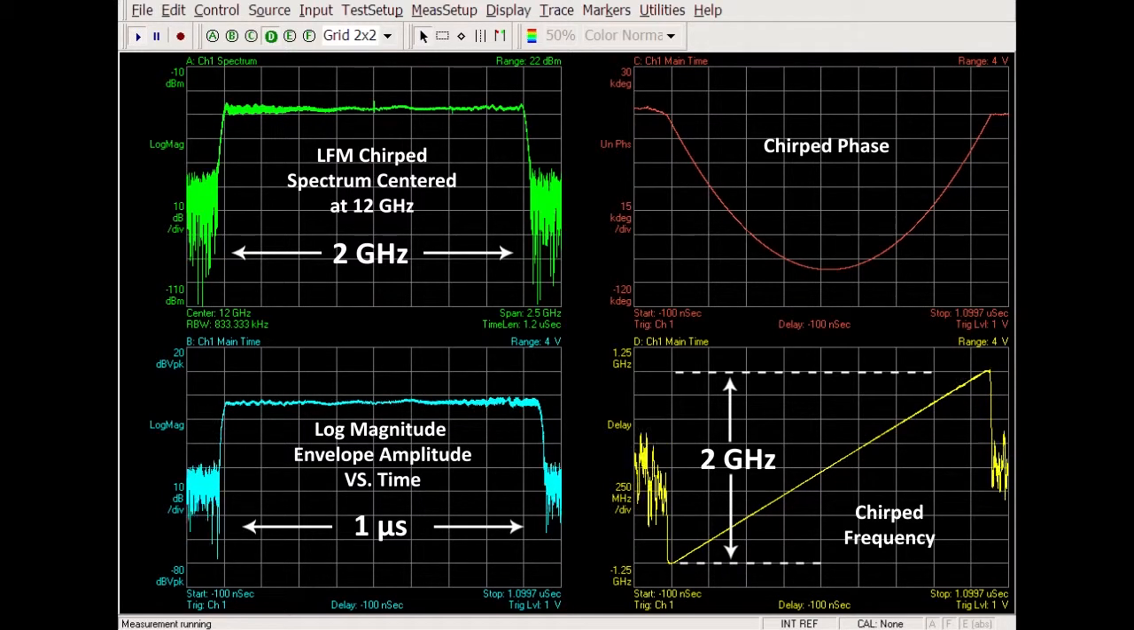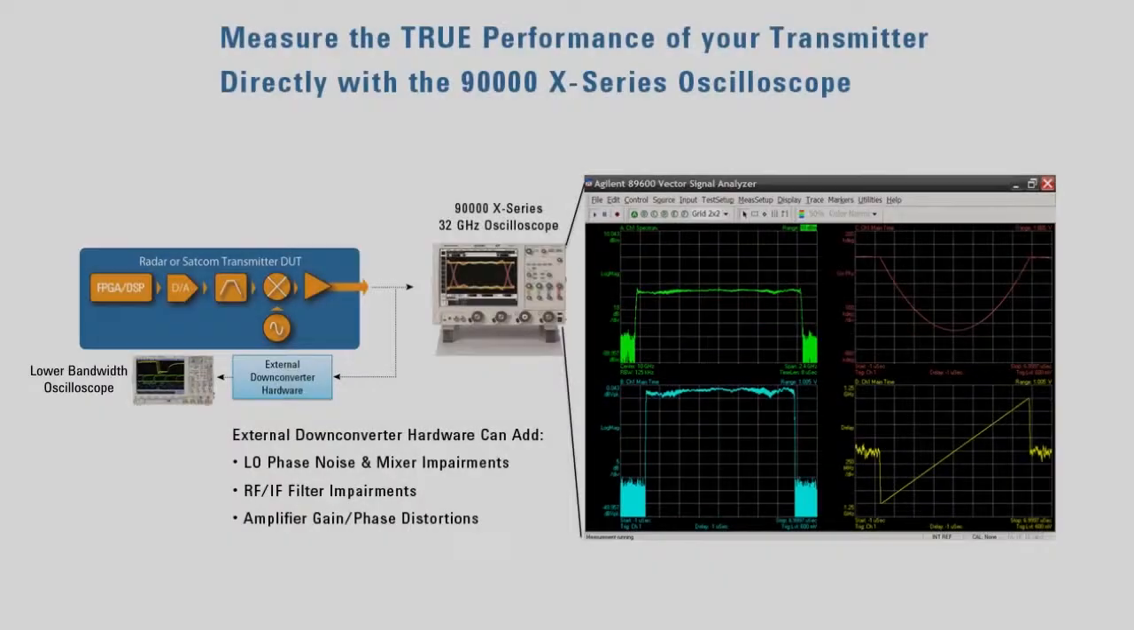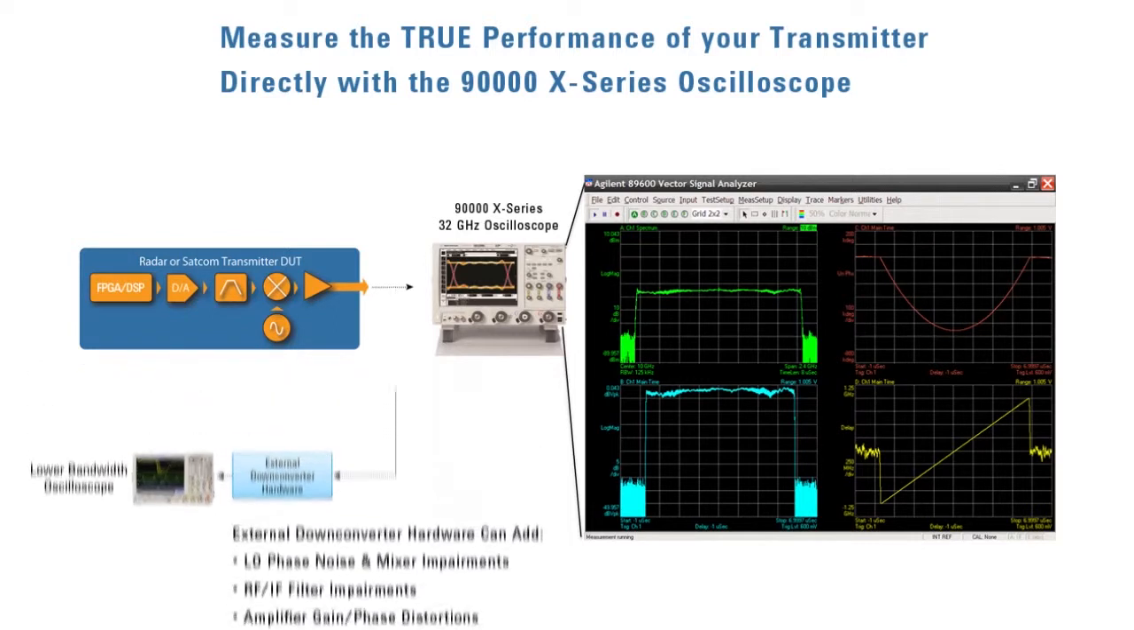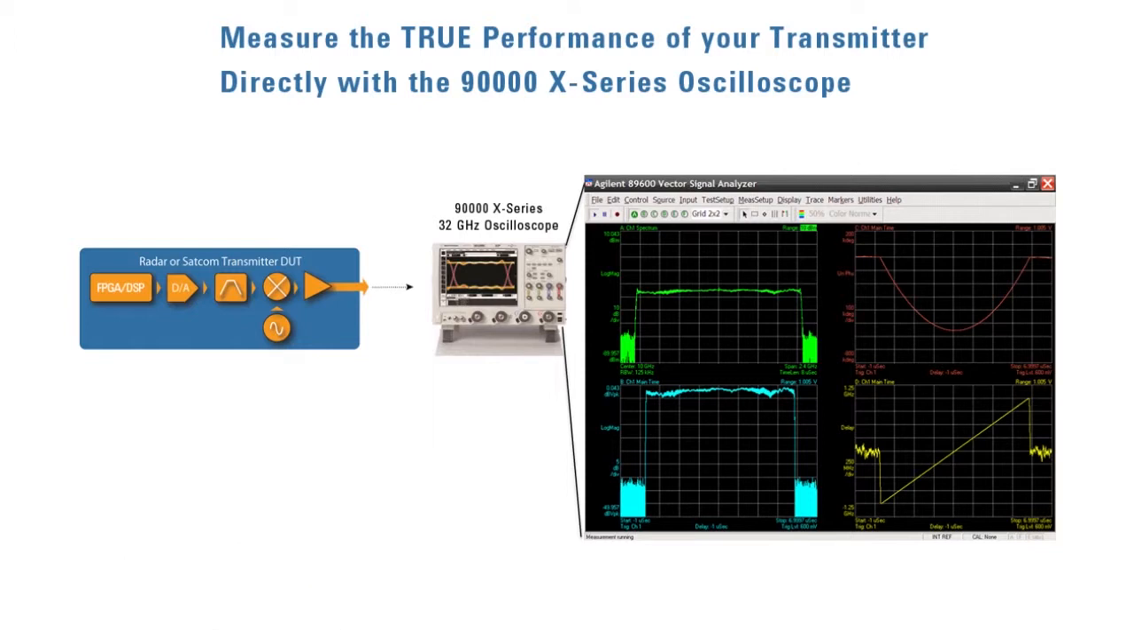Many other measurements can be performed with the VSA software, such as viewing frequency hopped characteristics or demodulating various signal formats for wideband communications. We have just shown how the 90000X series oscilloscope can perform wideband radar transmitter measurements directly up to 32 GHz without the need for external downconversion hardware, which can introduce their own impairments into the test signal. Measure the true performance of your wide bandwidth radar transmitter.